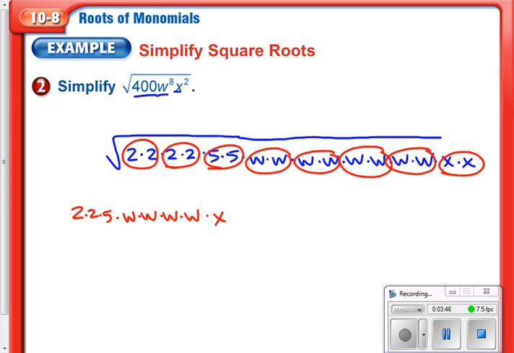Now when I multiply everything here, I have 2 times 2 is 4, times 5 is 20. So I have 20 w to the 4th power x, because there's 4 w's. Now, a shortcut you can take: many of you know that the square root of 400 is 20, so you can take that and simplify right away. If you don't, you're going to have to list some of these off and then pull terms out. That's the easiest way to simplify things.